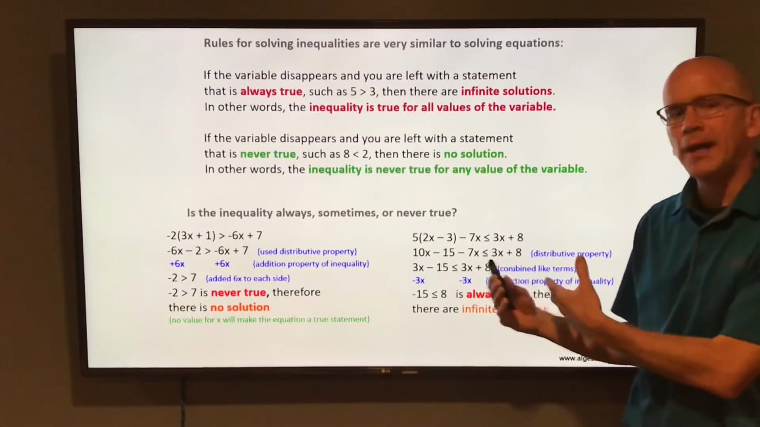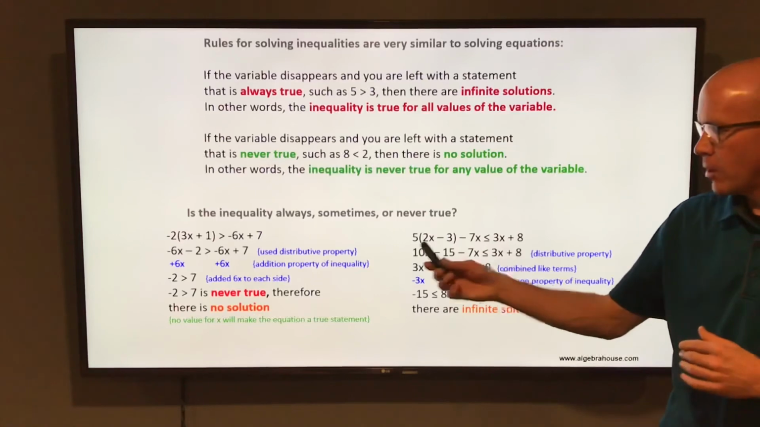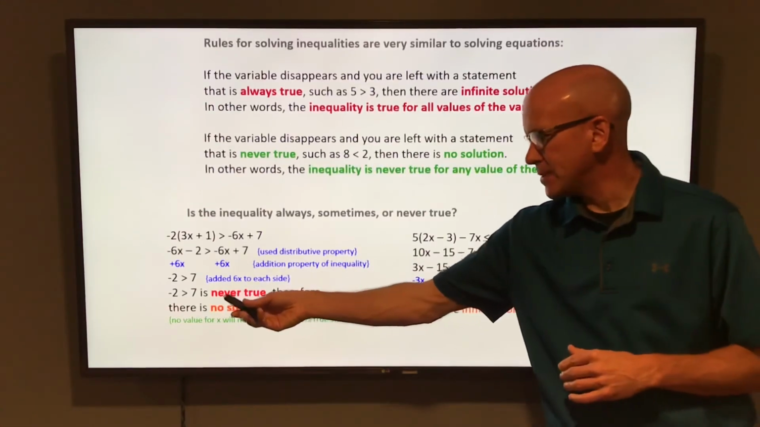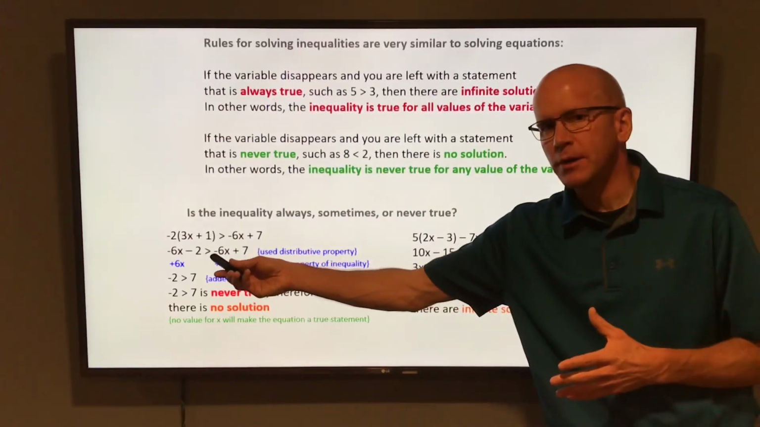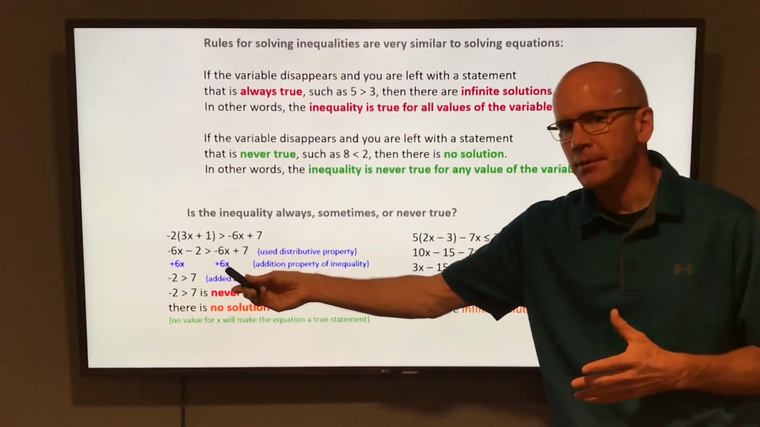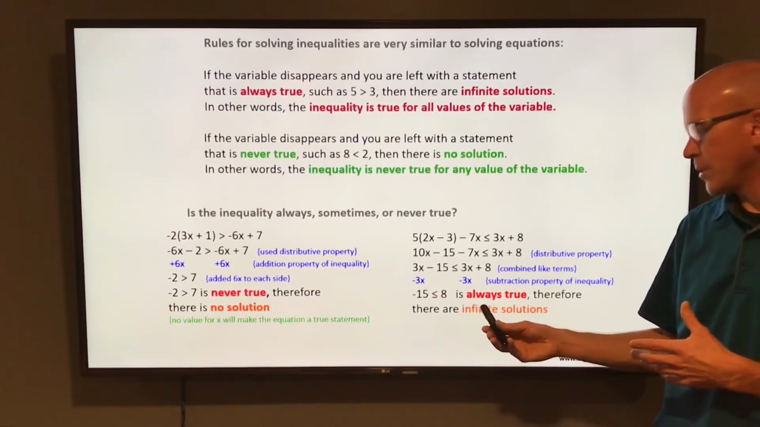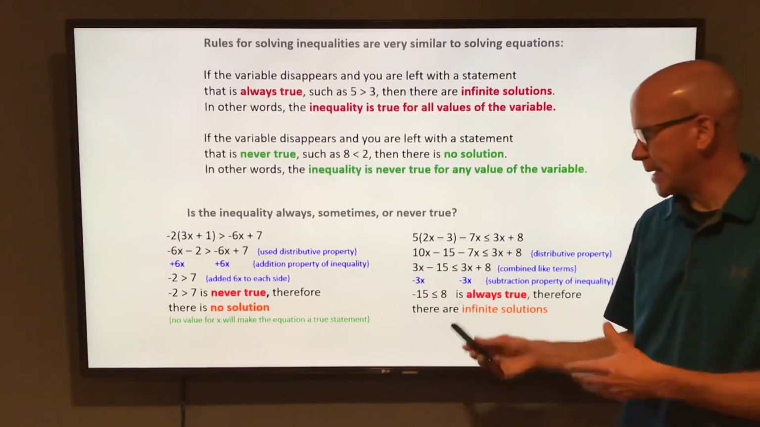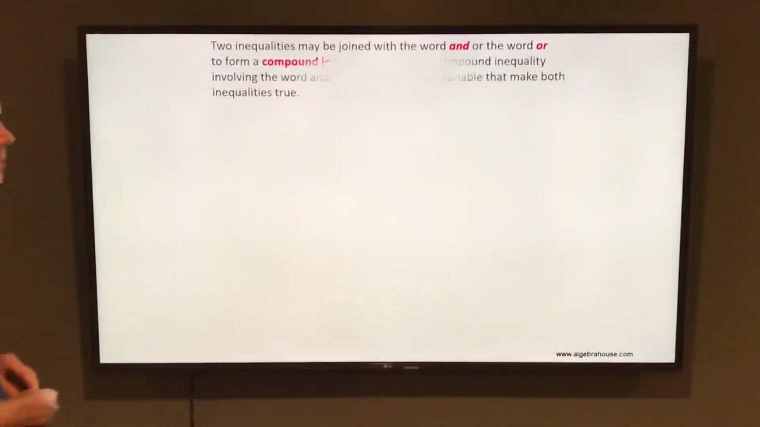So you could basically put any value in for x and it would make a true statement. So if the variable disappears and you're left with a statement that is never true, that means there is no solution. There's no value you can put in for x to make that a true statement. And if the variable disappears and you're left with a statement that is always true, that means there are infinite solutions. X, in this case, could basically be anything.